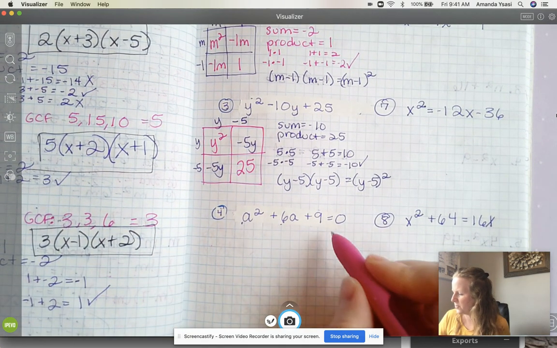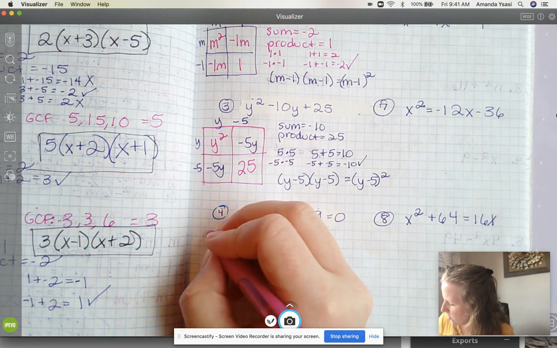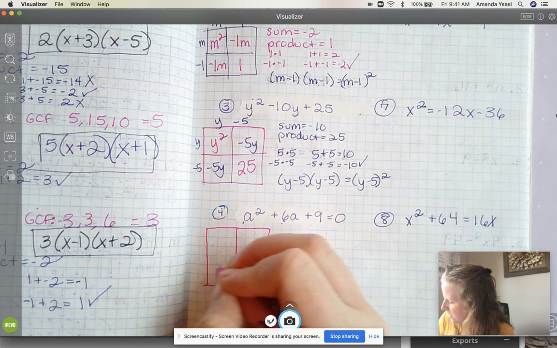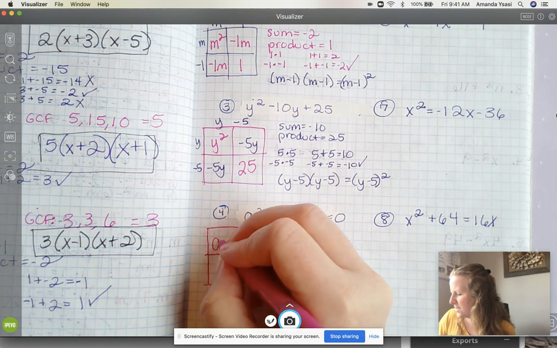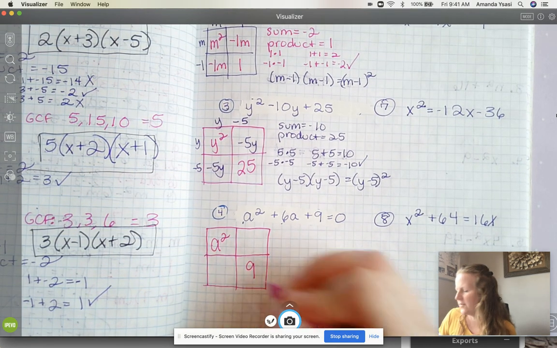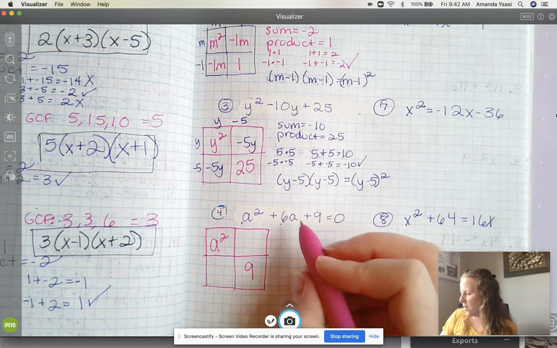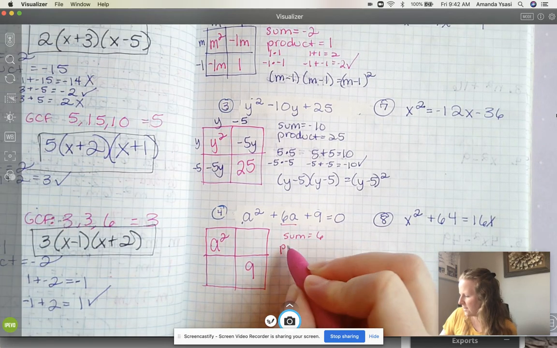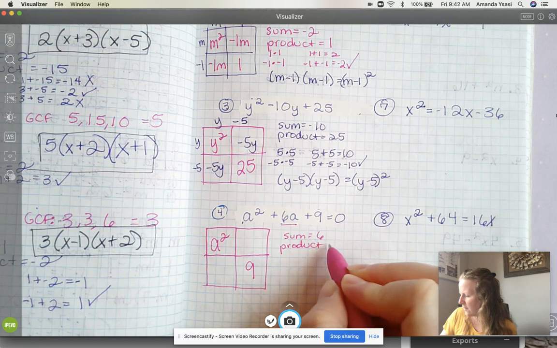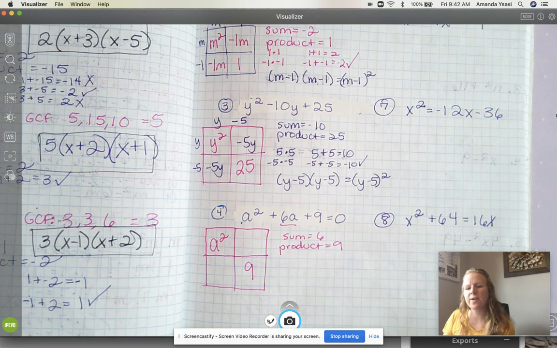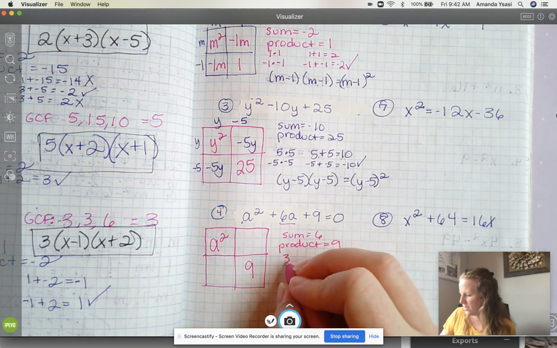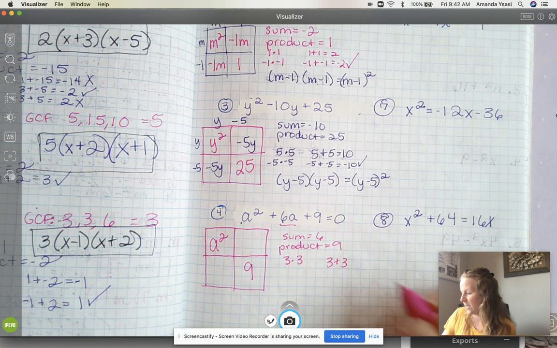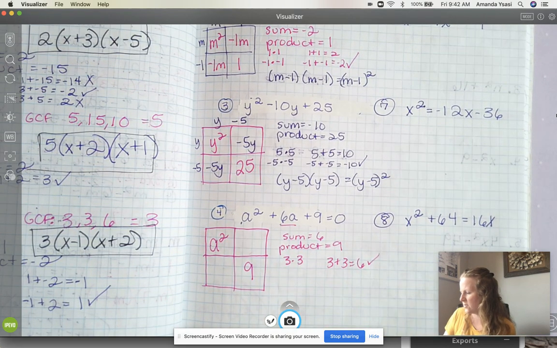This one we're actually going to solve now. So start with our box, just like before, but we are going to solve this one. So this is a squared. This is a positive 9. So we want a sum of 6 from a product of 9. To get 9, you have 3 times 3. So 3 times 3 is 9. And what about 3 plus 3? It is 6. So that's right.